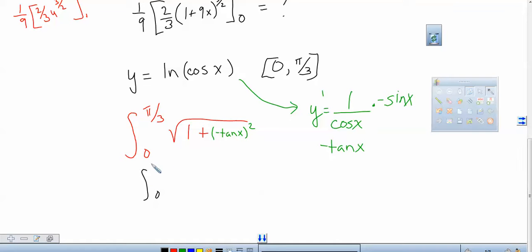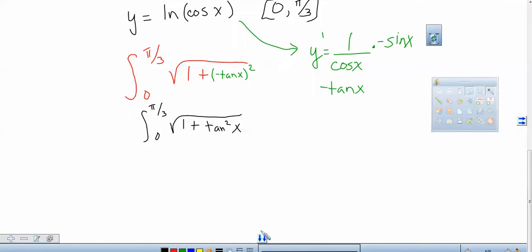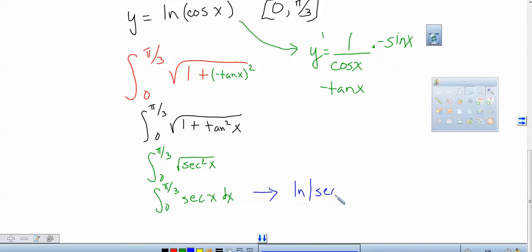So you have the integral from 0 to pi over 3 of the square root of 1 plus tangent squared of x. Now remember I said do anything in the radical that you can first. Well, here's what I can do in the radical. This is an identity from trig, and it's also on the back of your cheat sheet. 1 plus tangent squared of x is secant squared. And the square root of secant squared is secant. So if I integrate that using my little cheat sheet, I get the natural log of the absolute value of secant of x plus tangent of x, from 0 to pi over 3.